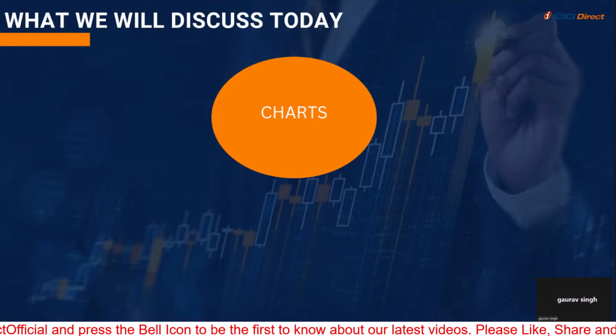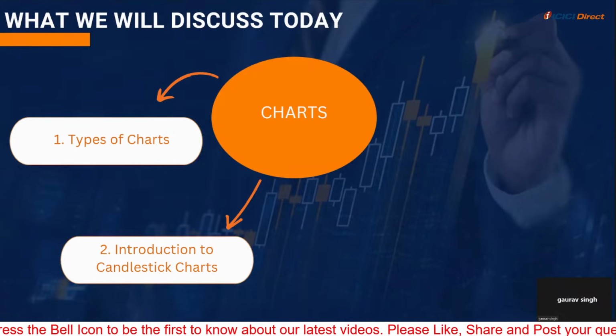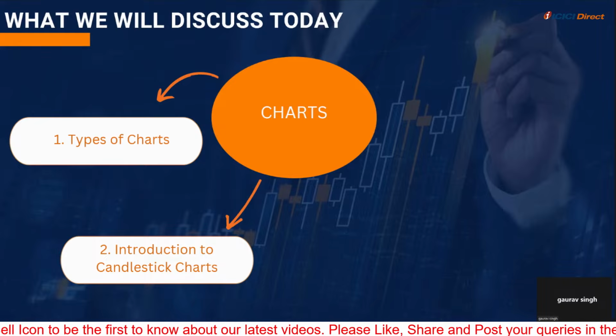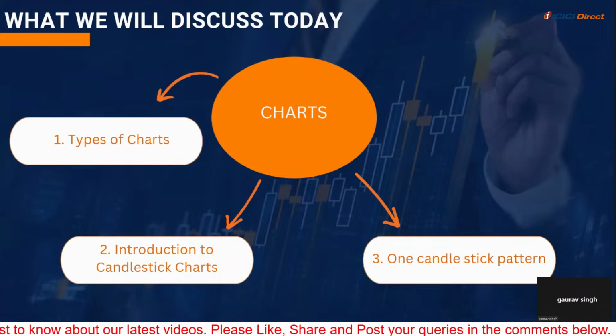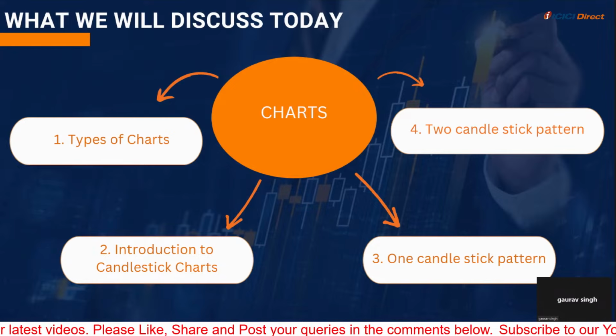So we started with charts. This is the session that we've been doing from 9, 10, 11, and this is the 12th session. We have covered types of charts. Then we spoke about the introduction to candlestick, because candlestick is the widely used chart by many analysts, so we are focusing on candlestick charts. Then we spoke about one candlestick pattern and two candlestick patterns. Till date, we have covered one candlestick patterns completely, and two candlestick patterns, some are still left.